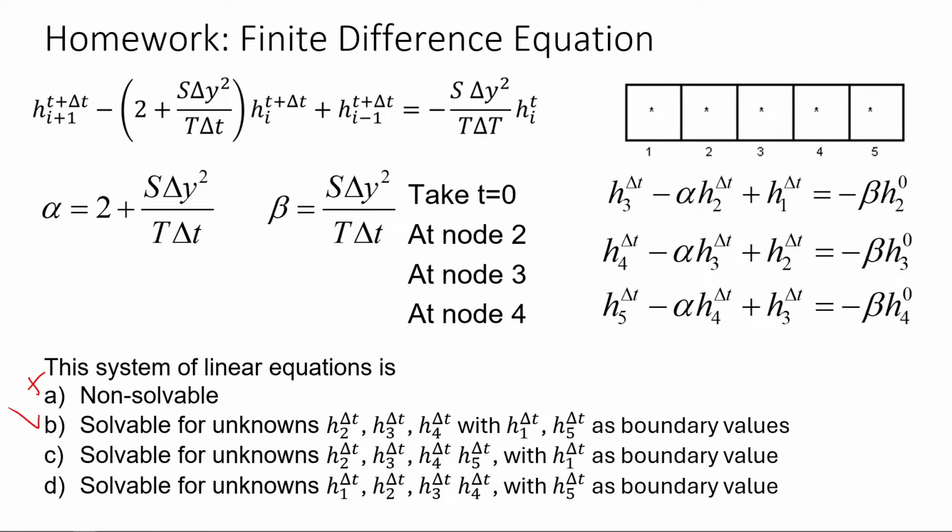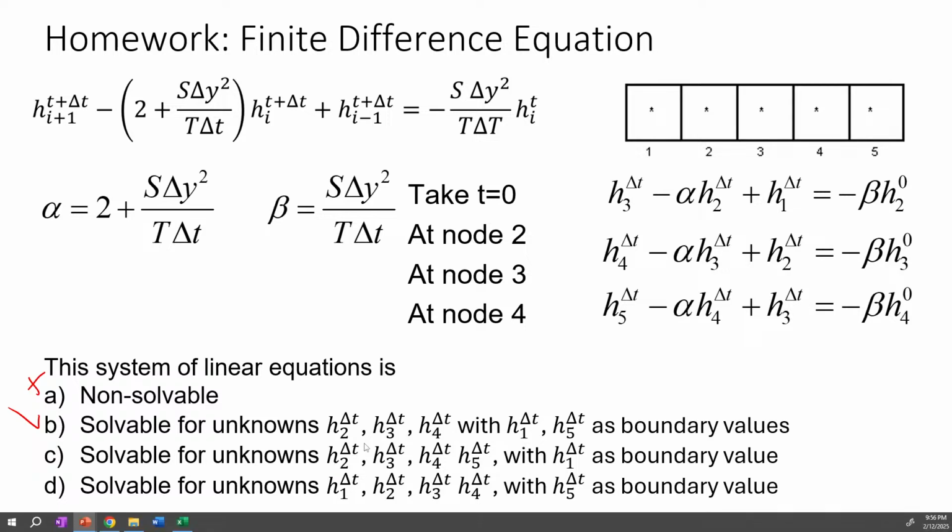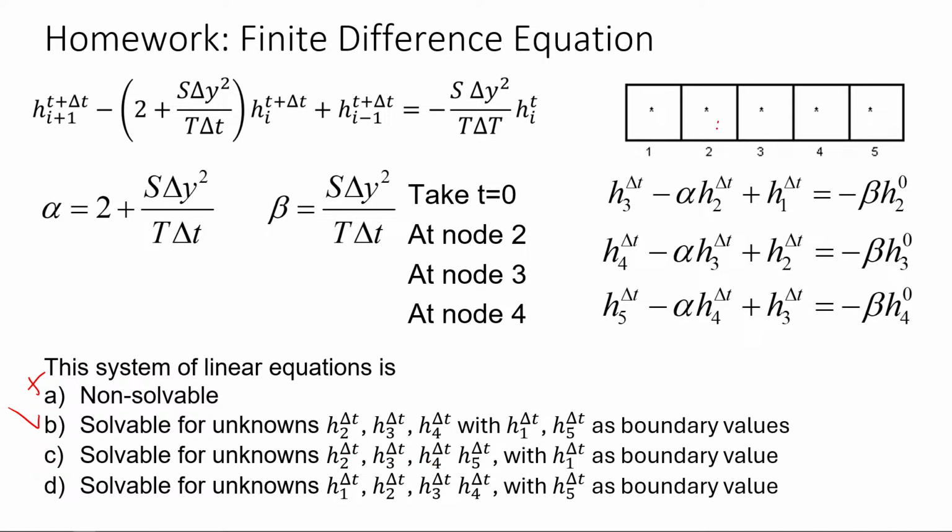Is it solvable for unknowns 2, 3, and 5, with this as a boundary value? This is wrong because this is also a boundary value and this is a boundary value, so this is wrong. Solvable for unknowns 1, 2, 3, and 4, and this is a boundary value? Also wrong, because both these are boundary values. So the correct answer here is B.